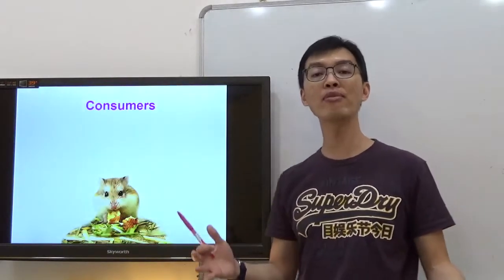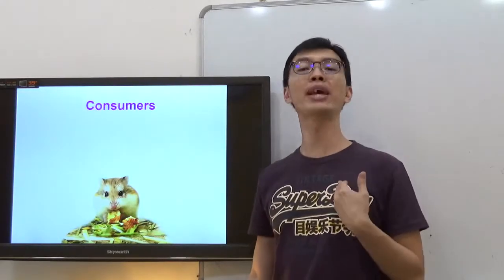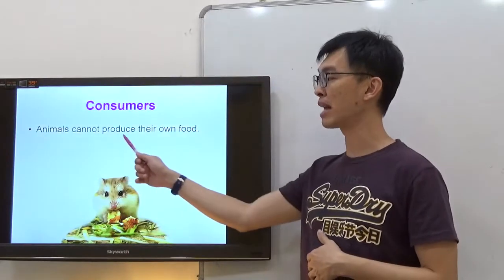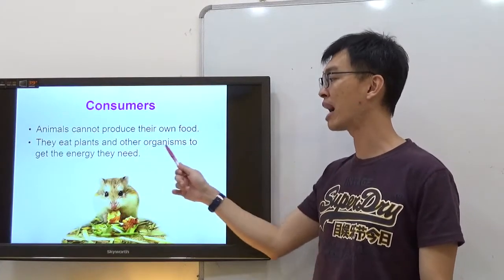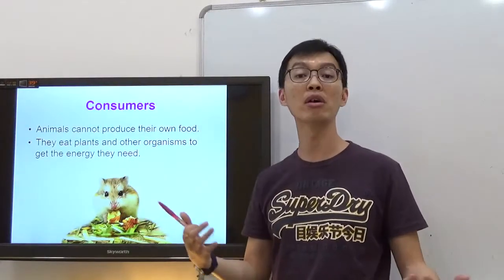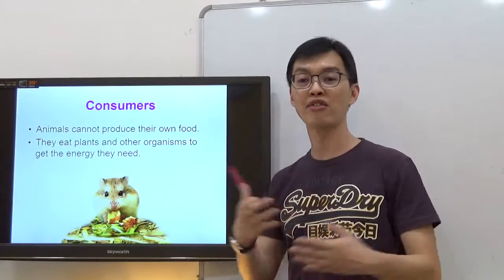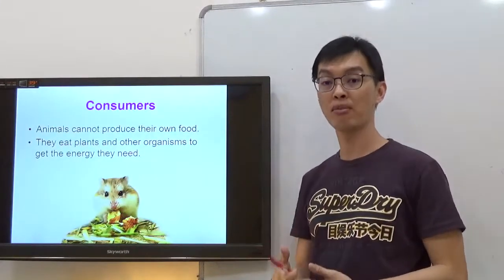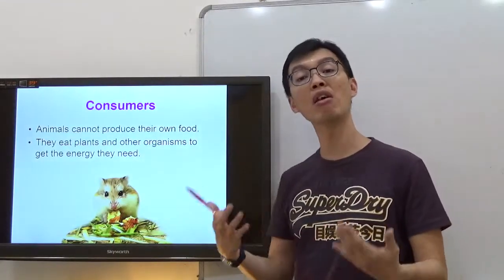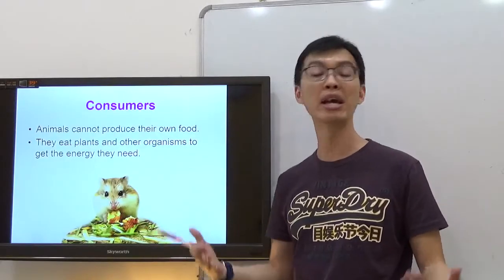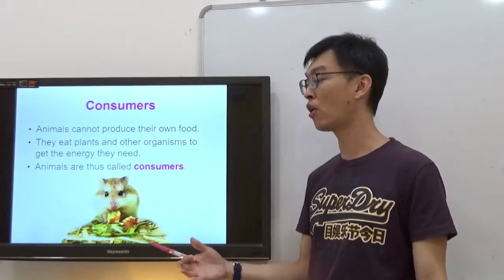Now the next term, if you have producer, then the next term will be called consumers. Now, who are consumers? We are the consumers. Why? Animals cannot produce their own food. They eat plants and other organisms to get the energy they need. Now for tigers, for humans, for goats, for cow, they get their energy by eating either plants or other animals. So they are called consumers. When they can't make their own food, they are called consumers. So animals, in general, we call them consumers.